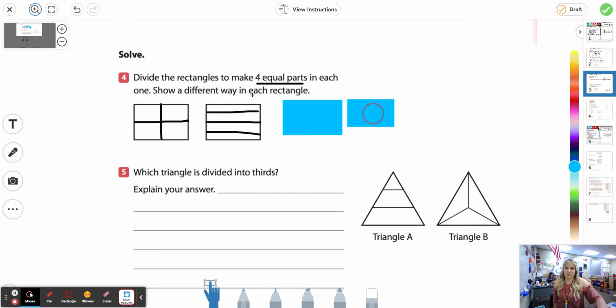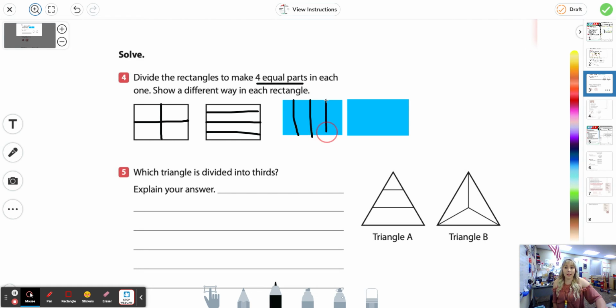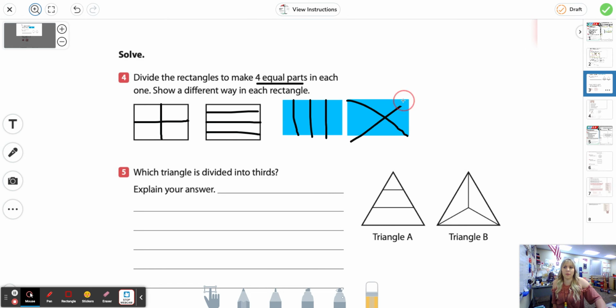Here we go. All right. I could go half, half, and half for 4 equal parts here. I could even go corner to corner. Whoops. Uh-oh. Those aren't very equal.